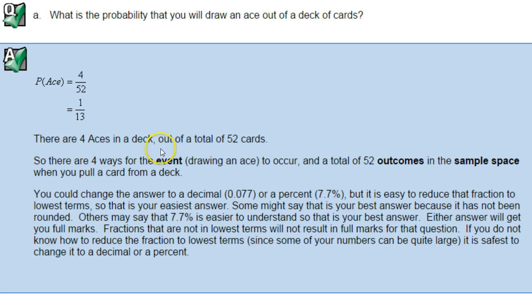In this case, we got 4 aces in a deck out of 52 cards. There are 4 ways for our event to occur, and we've got 52 possible outcomes in the sample space. So we could change this to a decimal, and our decimal answer would be 0.077, or 7.7%.